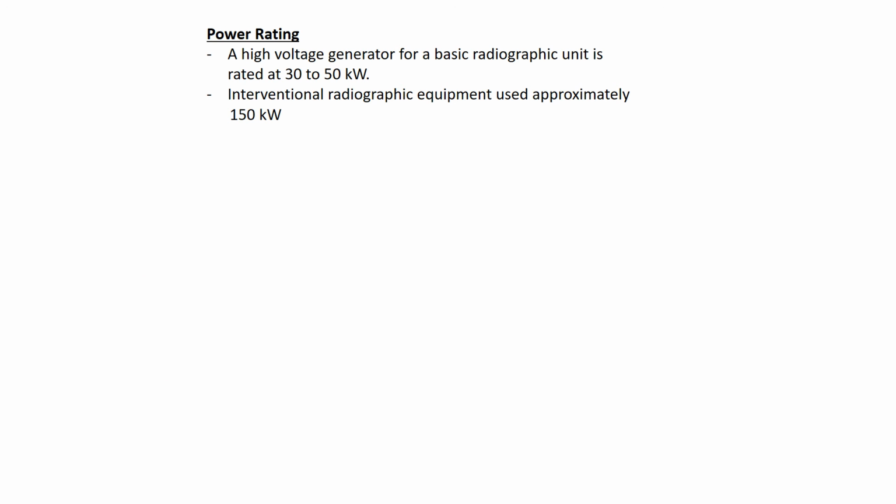Power rating. A high voltage generator for a basic radiographic unit is rated at 30 to 50 kilowatts. Interventional radiographic equipment, like you'd use in a cardiac cath or interventional suite, is 150 kilowatts, so much more power is needed.